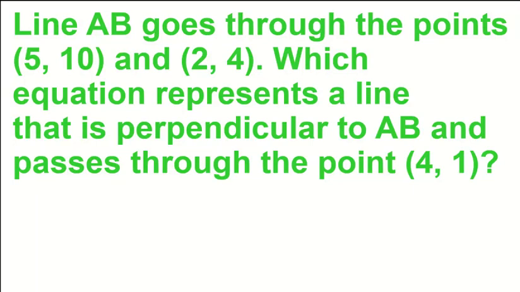This one is a little bit more complicated. We got line AB going through 2 points there. We need a line that is perpendicular to it and through the point 4, 1. So y'all give this one a try. Got a little extra step to it. First you've got to find the slope on line AB.